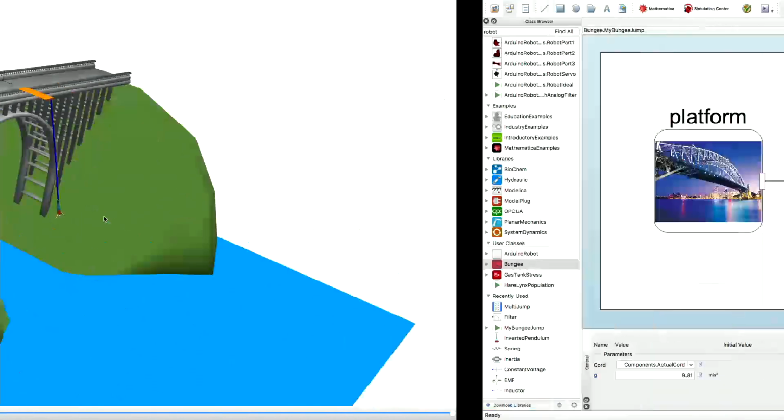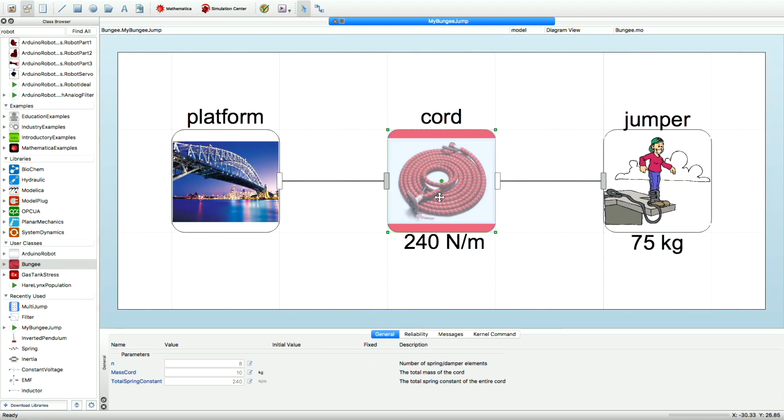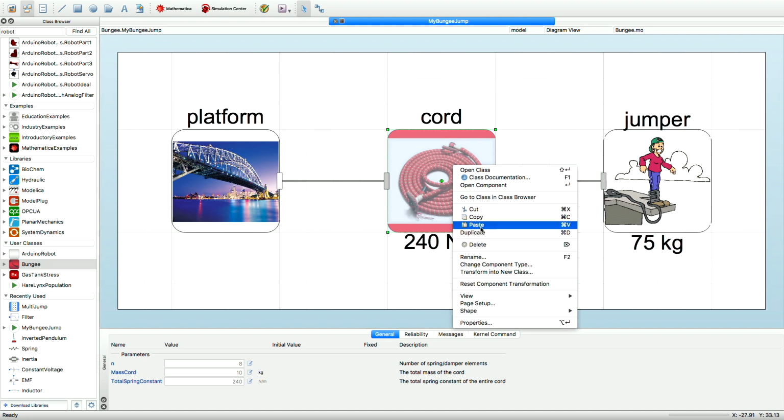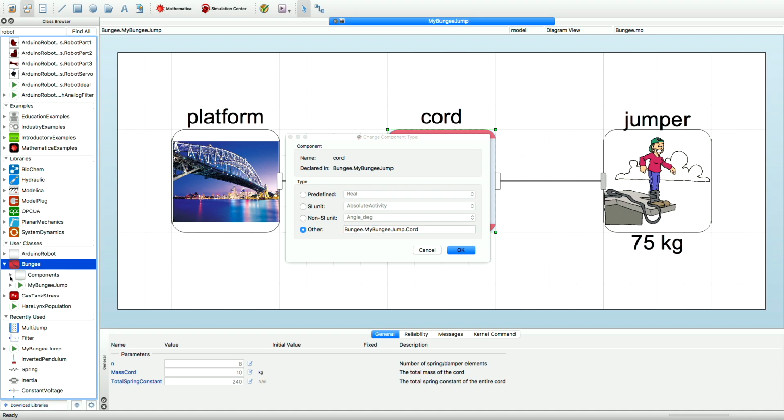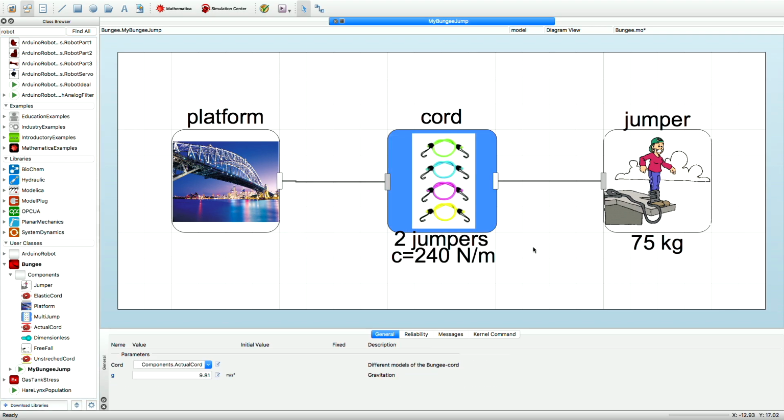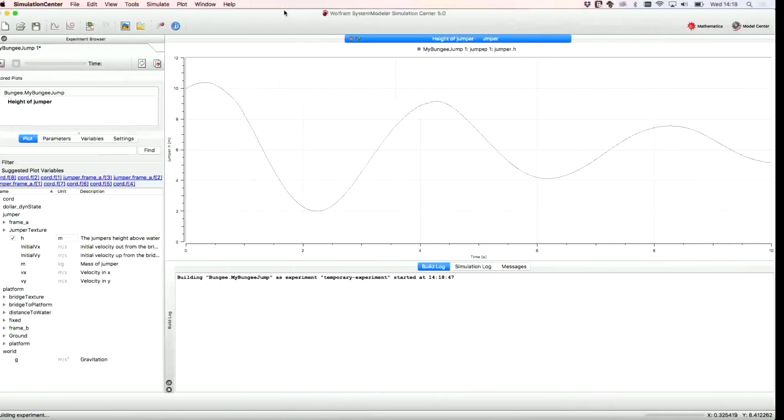Suppose you would like to invent a new version of bungee jump where you don't only have one jumper and one cord, you have two jumpers and two cords, or as many as you want. Then you can prepare the model so you can do things like this. Change component type. Here we have another type of bungee cord, which is called multi-jump. Let's pull that here. And the graphics change. It says now that we have two jumpers. So let's look at that.